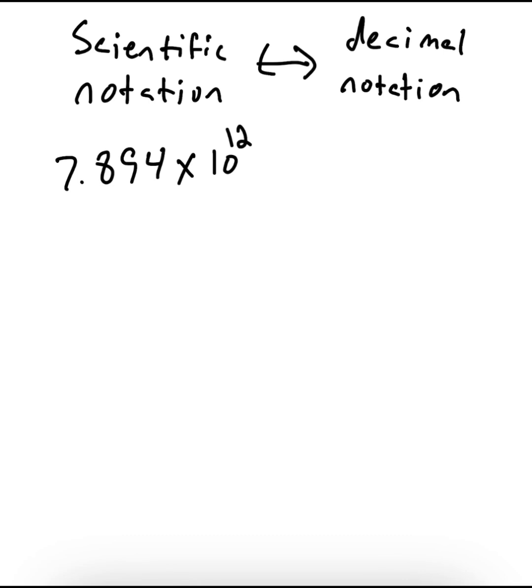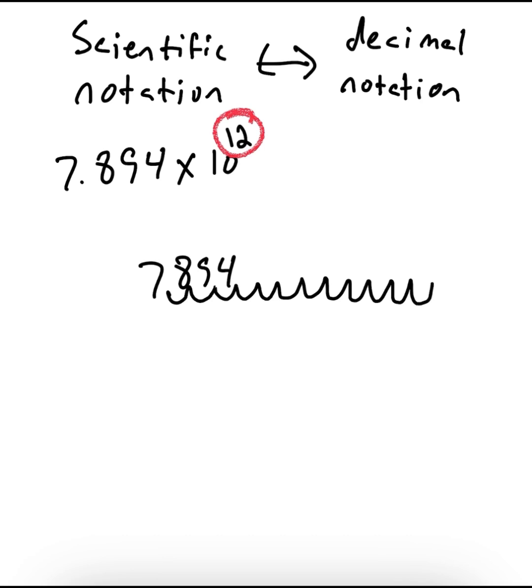Now we have 7.894 times 10 to the power of 12. And we want to convert that from scientific notation to decimal notation. So we'll start by writing our significant figures, 7.894. We'll add our decimal point and we'll start drawing our arcs. Since it's a positive exponent here, we're going to be moving our arcs to the right. 1, 2, 3, 4, 5, 6, 7, 8, 9, 10, 11, 12.